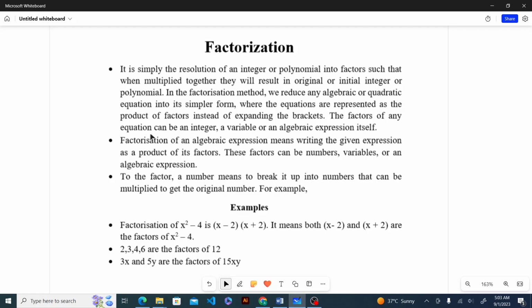The second definition is factorization of an algebraic expression means writing the given expression as a product of its factors. These factors can be numbers, variables, or an algebraic expression.